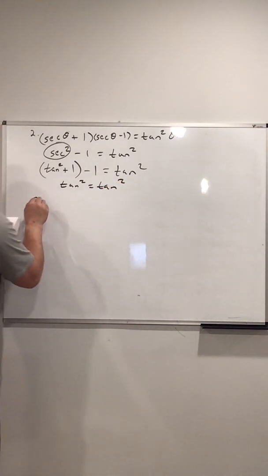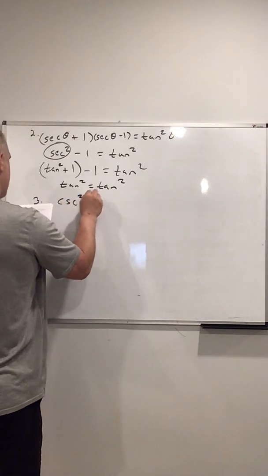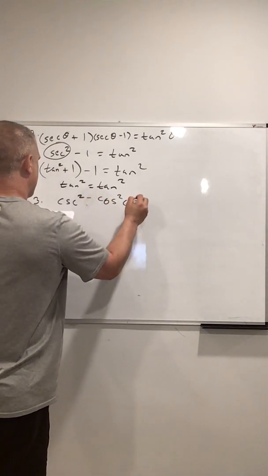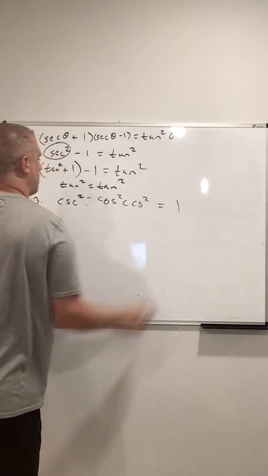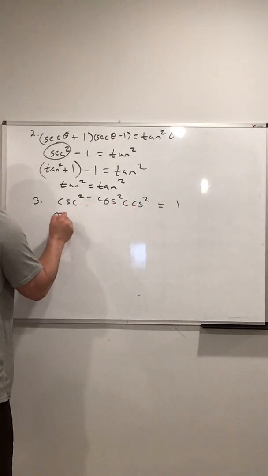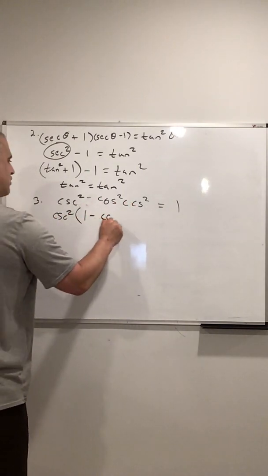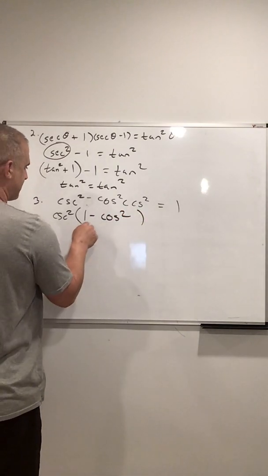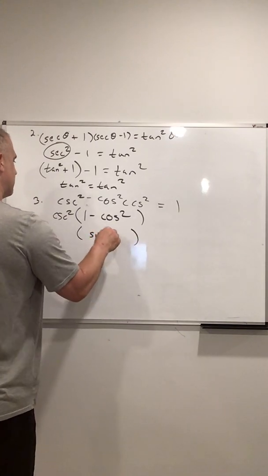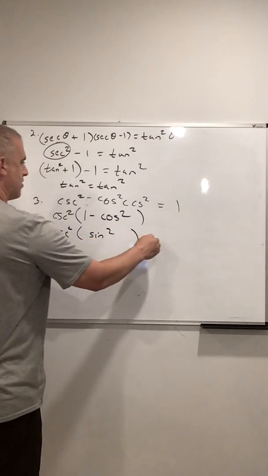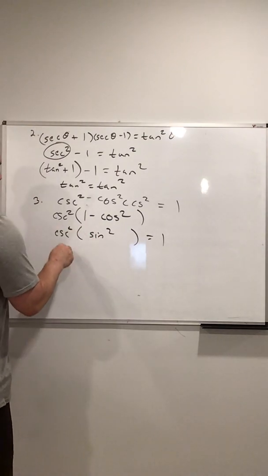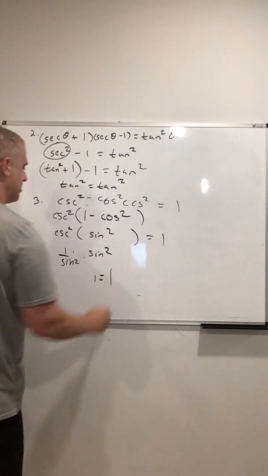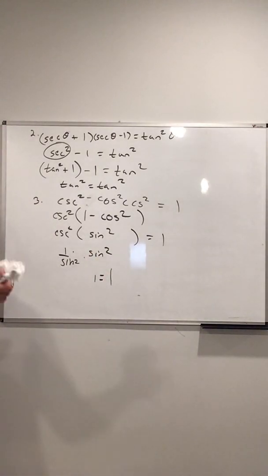Pretty simple proof there. Number 3, we have to prove that cosecant squared minus cosine squared times cosecant squared equals 1. Since I see both cosecants, I would try to factor those cosecants squared out. So that's going to be 1 minus cosine squared. Now, we know from our identity sheet that that is equal to sine squared, and cosecant is 1 over sine, so that times that very simply would just be 1. That's questions 2 and 3.